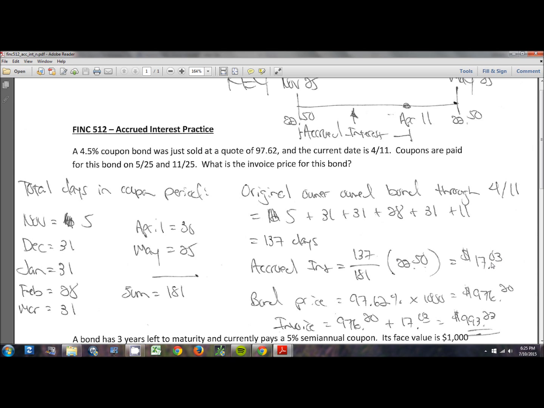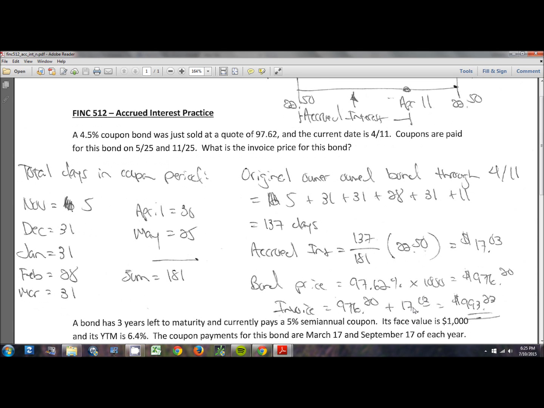So if we take the bond's price, which was $976.20 that I mentioned earlier, and we add the accrued interest, that gives us the invoice price for this bond of $993.23. So that is how you solve a very basic accrued interest problem. So I hope these tutorials were helpful for you guys, and I'm confident now that with these basic structures, you could handle any duration or accrued interest problem that I might send your way.